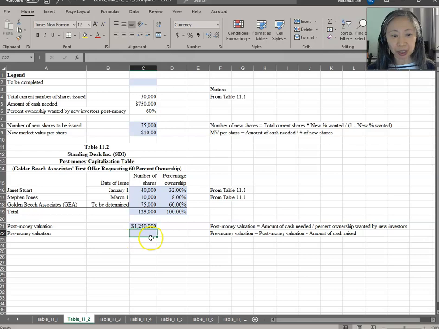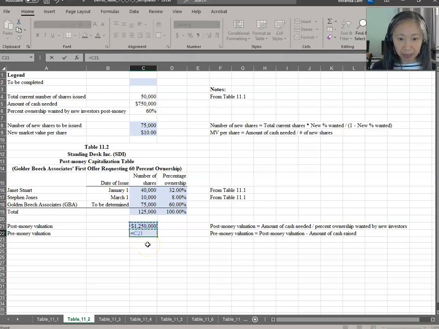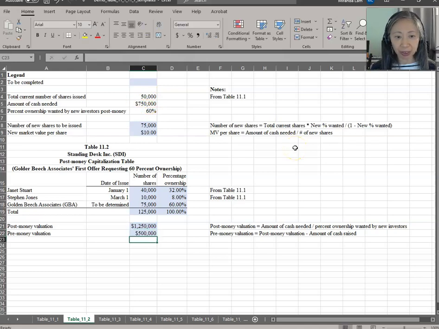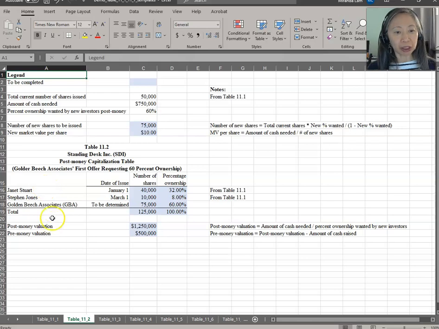The pre-money valuation is the post-money valuation minus the new cash that you raise, so minus $750,000. So that means that the company that Janet and Stephen had was worth $500,000 at the time they went to the market. So this is the first seed round, and this is still a new negotiation. So Janet and Stephen may go back to GBA and say, we are still interested in the deal. 60% is too much for us. What can we do to bring this down?